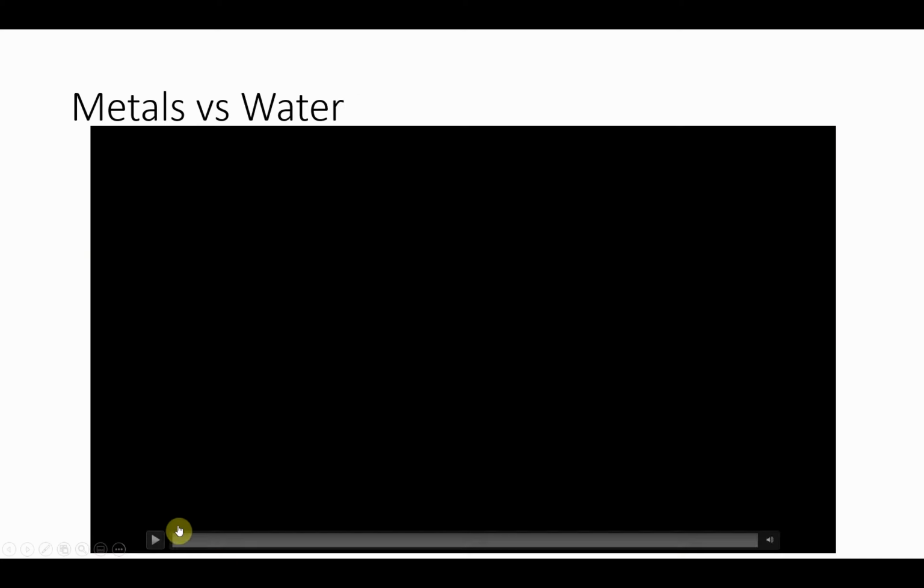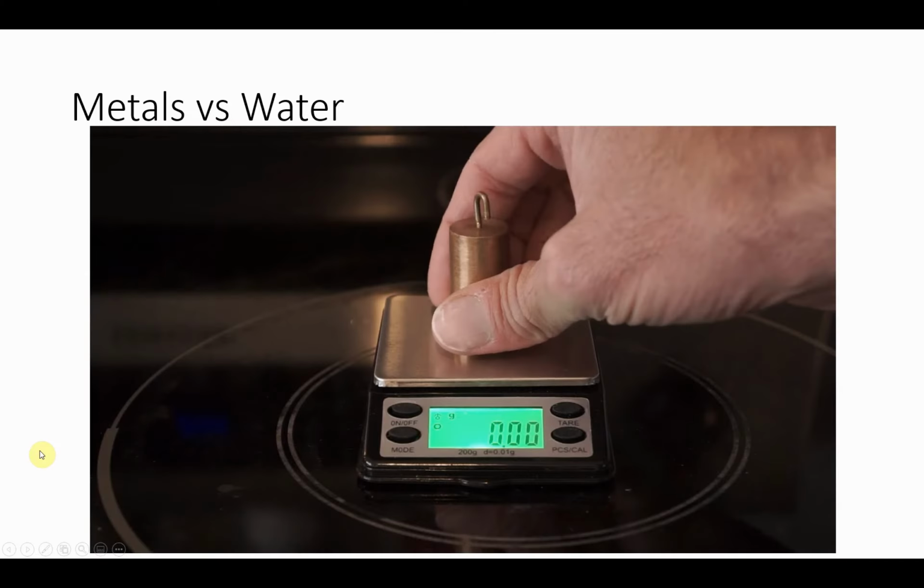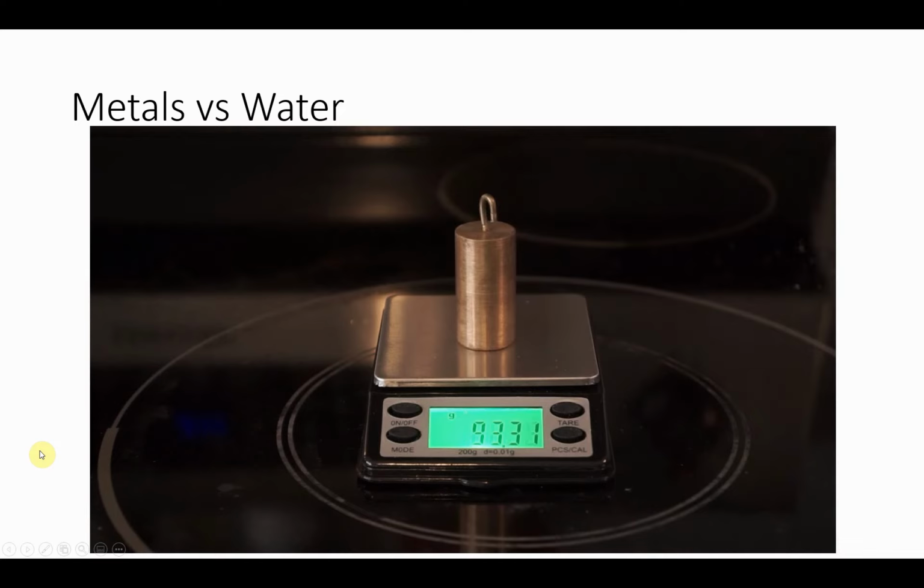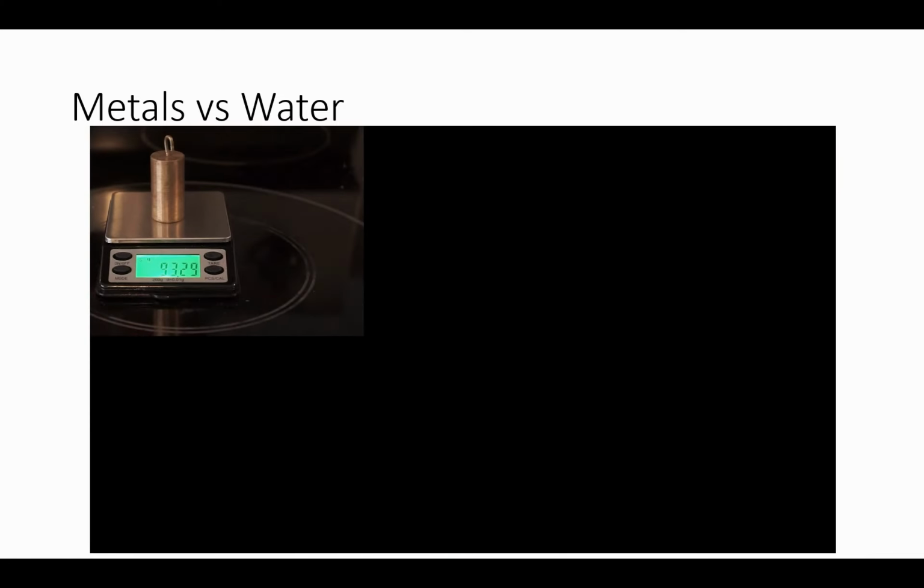Okay, so you've got that piece of paper handy, because I'm going to ask you to record some values down, and we're going to compare how the change in temperature of metals versus water occurs. So we're going to take this lump of copper here, and you can see the mass, and I'd say go ahead and record that mass.